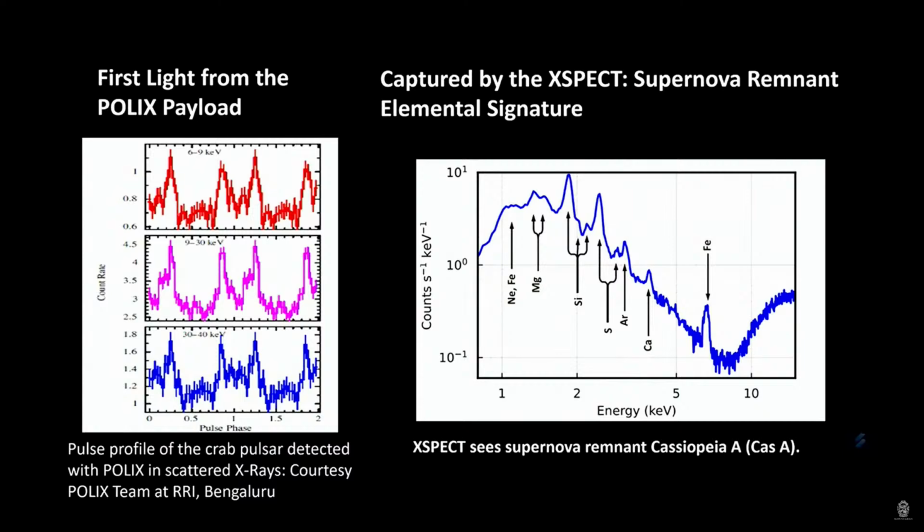Some of the Crab pulsars have been detected with the scattered X-rays. This is from the POLIX team. And similarly, XSPECT looked at the supernova remnant Cassiopeia A, and elemental identification signatures have been observed from this payload for this well-known supernova remnant.